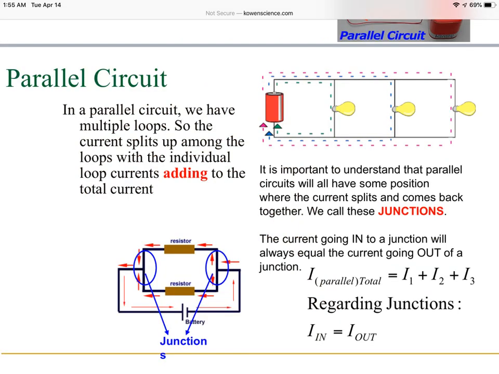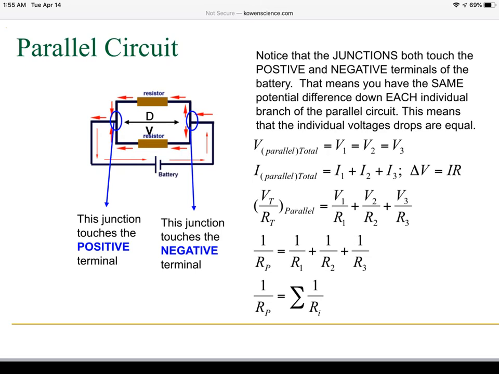So in a parallel circuit, we have multiple loops, so that the current splits up among the loops, with the individual loop currents adding to the total current. In this case, what we're going to see is our current is additive regarding the junctions where we have our current in and our current out. However, our voltage will remain the same throughout.